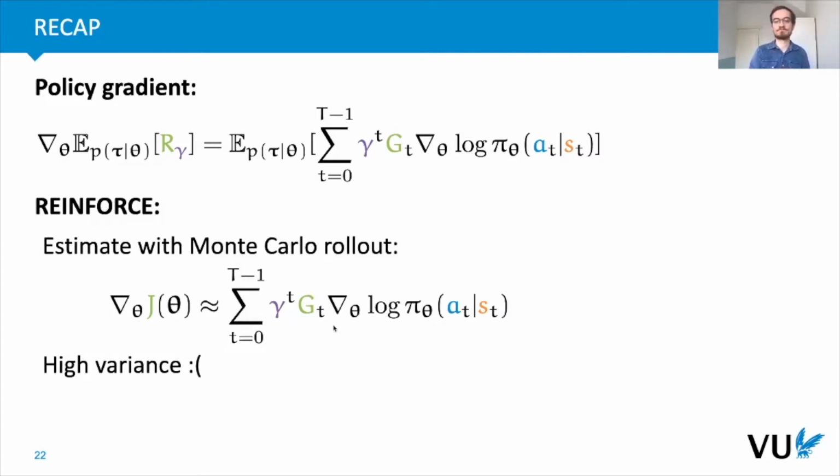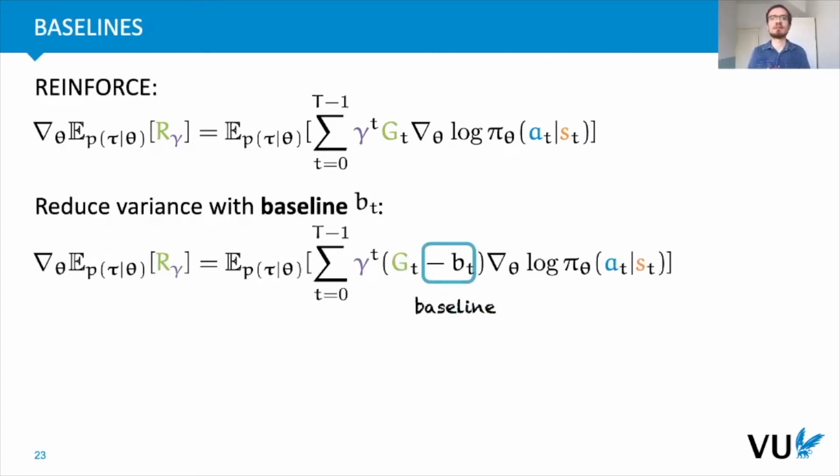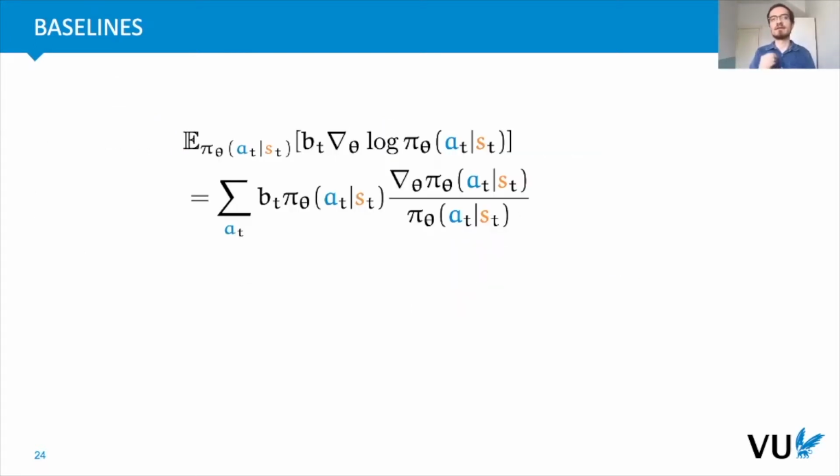So how can we do this? Let's start off with the first method, which is baselines. This is done by subtracting a value from the discounted reward-to-go. So instead of reinforcing based on the reward-to-go, we now increase the probability of actions based on the reward-to-go minus some term b_t. So why is this allowed? The idea here is that the expectation of the baseline is 0 when you multiply it with this nice term. So why is this?